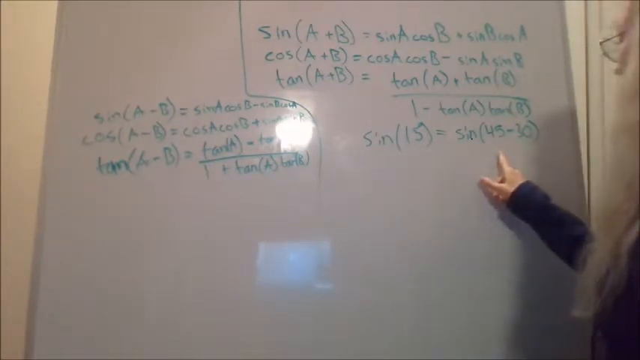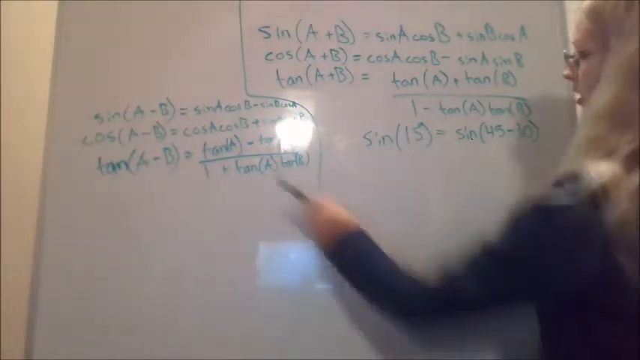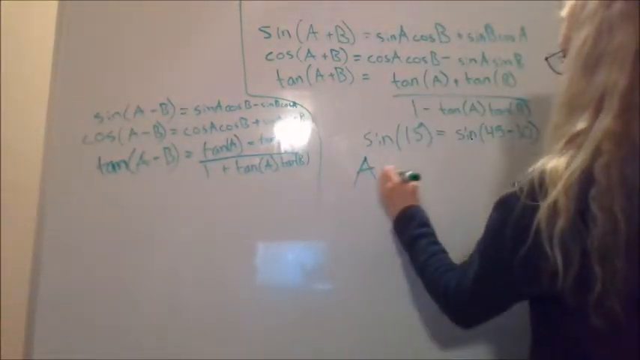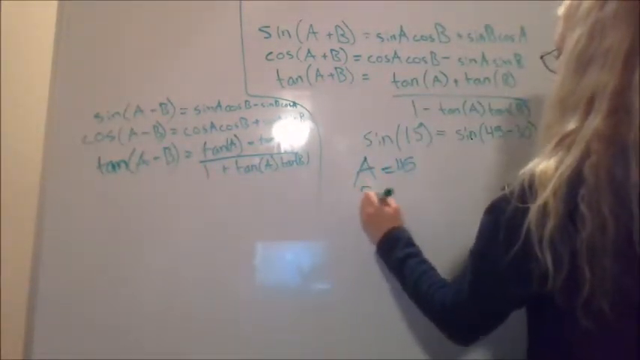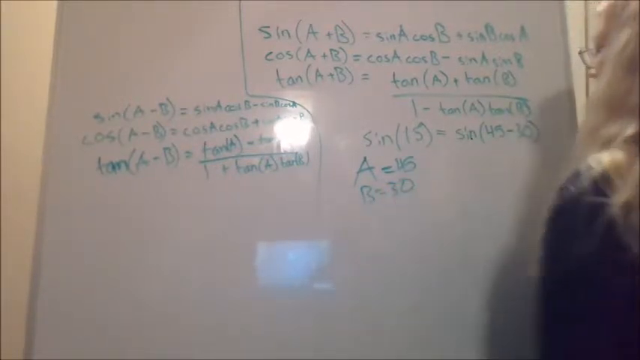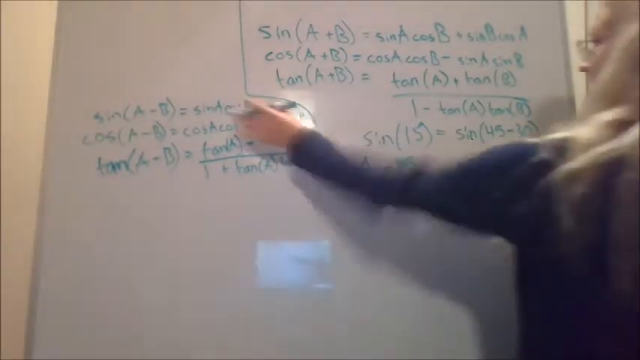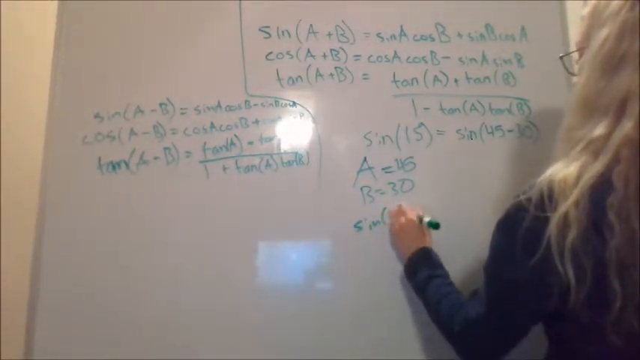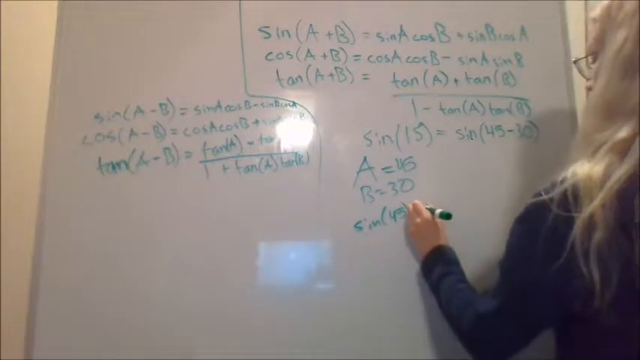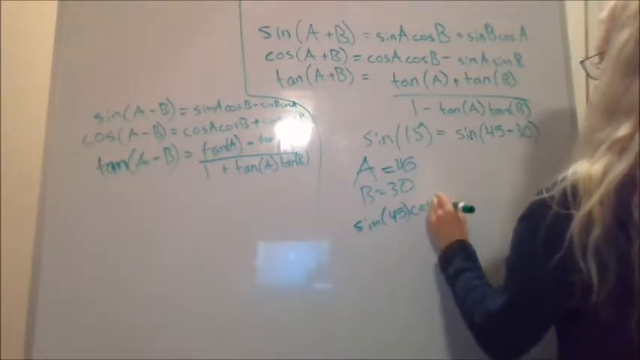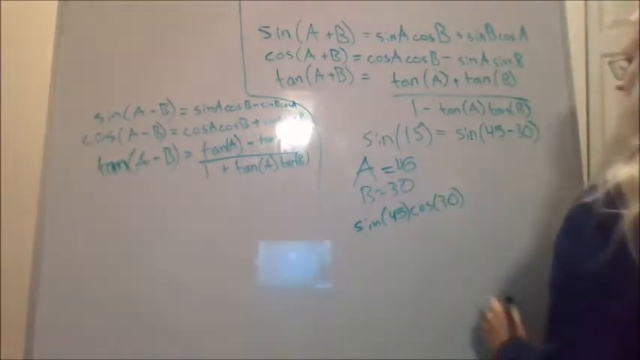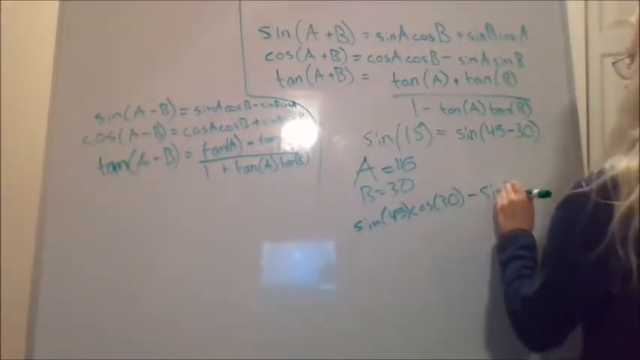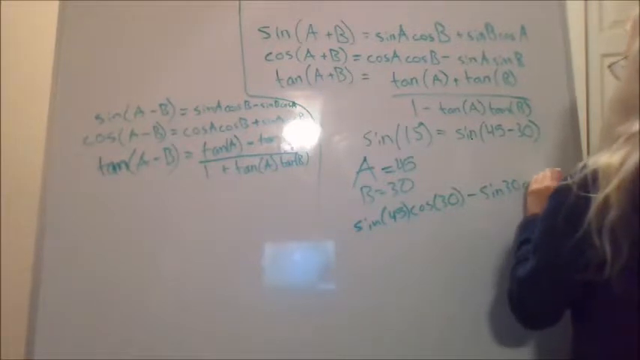So we're going to use our difference formulas here, our sine of A minus B formula, and we're going to say that A is equal to 45 and B is equal to 30. So now let's just use this formula here and see what we get. Sine of 45 cosine of 30 minus sine of 30 cosine of 45.